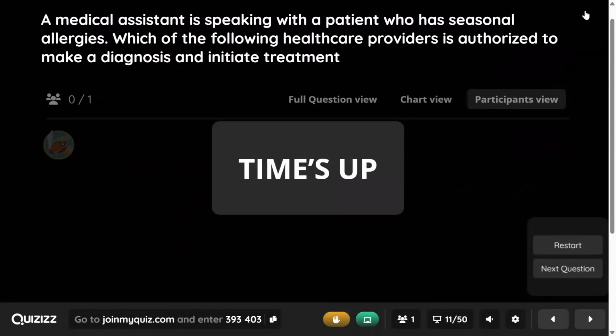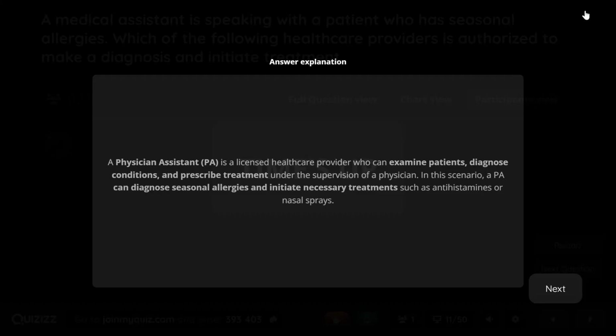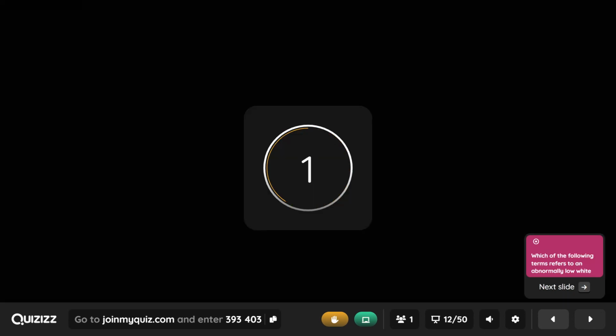If you said a PA, which is a physician's assistant, you are 100% correct. You need to remember that PAs are licensed healthcare providers. They can examine patients, they can diagnose conditions, they can also prescribe treatments under the supervision of a physician. All right. Next question.